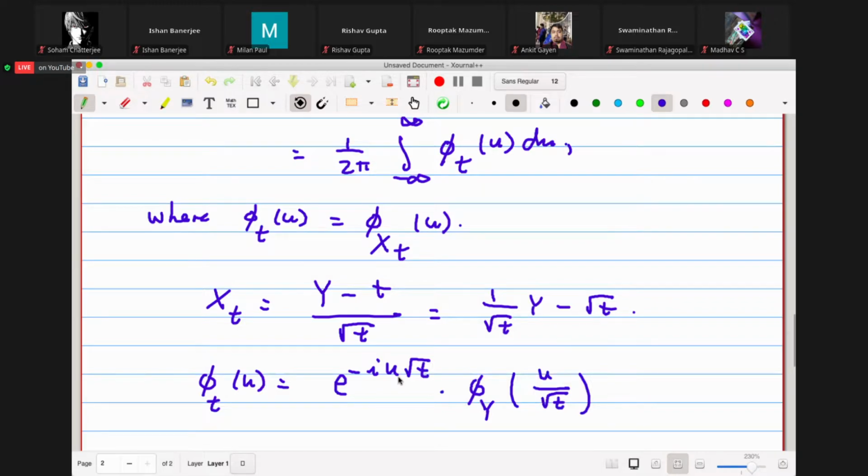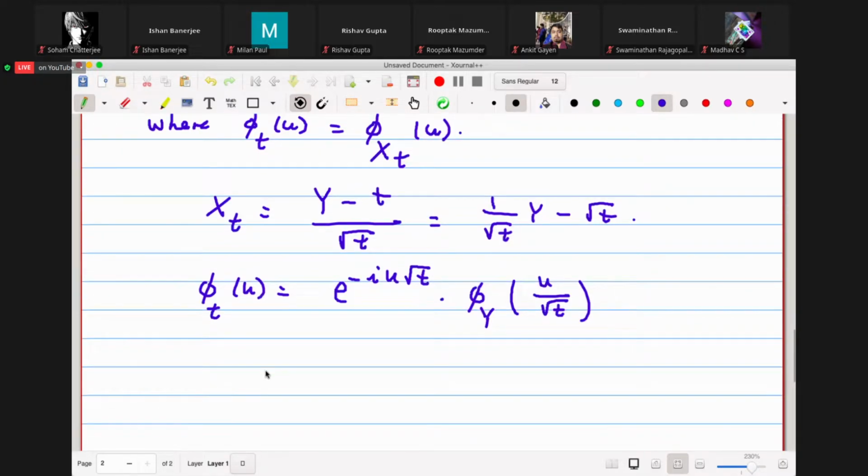And y has a gamma distribution, for which we already discussed the thing. So I just now write i u over square root of t. And for the gamma distribution, I will write the formula in a minute, but I just write the value here. So it is 1 minus i u by square root of t, whole power minus s, but s is also t. So if you want, I can recall for you.